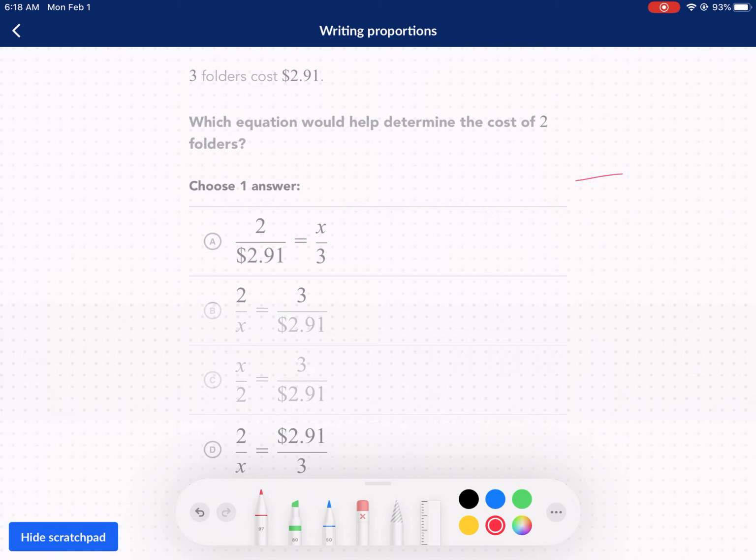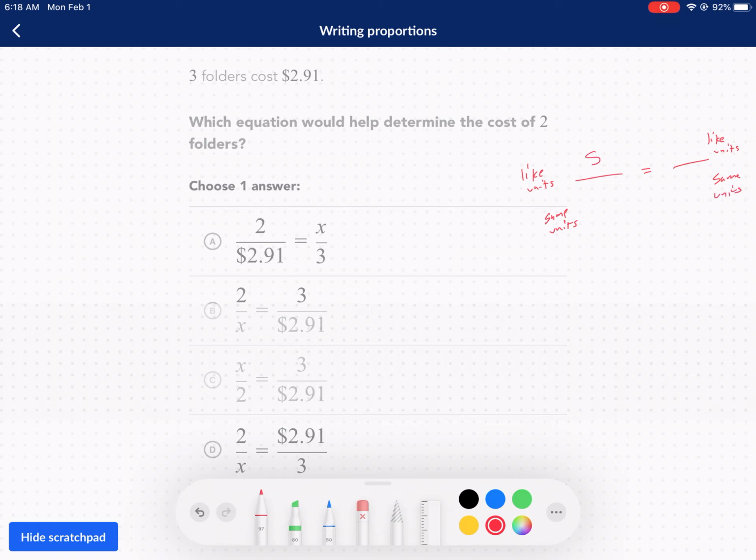Now, when we're comparing those things on both sides of the equal sign, that's the whole deal with proportions: we have to have like units on the top and then the same units on the bottom. I'm just coming up with two different words for the same thing, because you just need the top and bottom to match.